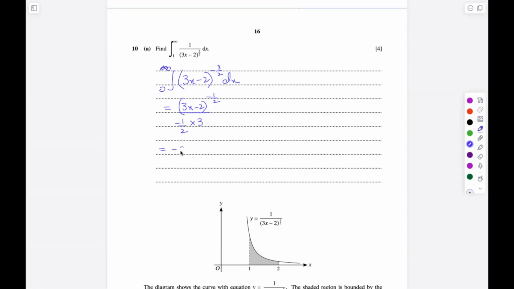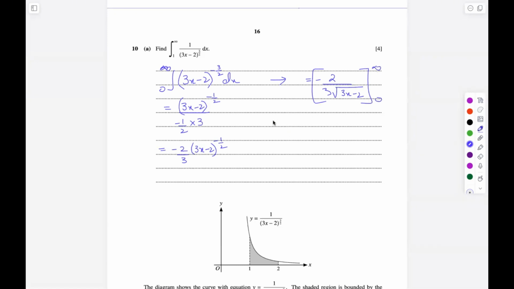So we can write it as minus 2 upon 3 into (3x minus 2) to the power minus 1 upon 2. And this can also be written as minus 2 upon 3, and we can bring this in the denominator. So this will become square root of 3x minus 2. Now substituting the limits, which are basically infinity and 1.